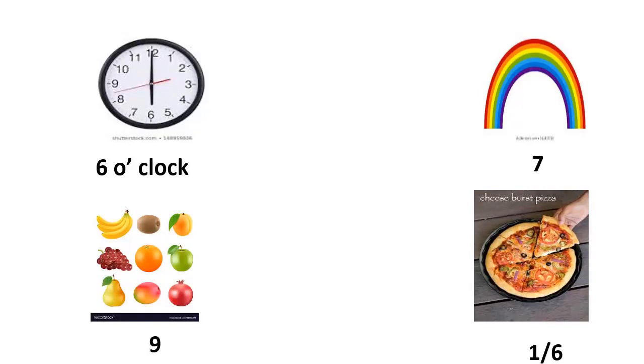The numbers 6, 7 and 9 are called natural numbers. What about this 1 by 6? This is also a number called a rational number. In today's class, we are going to learn about this rational number.